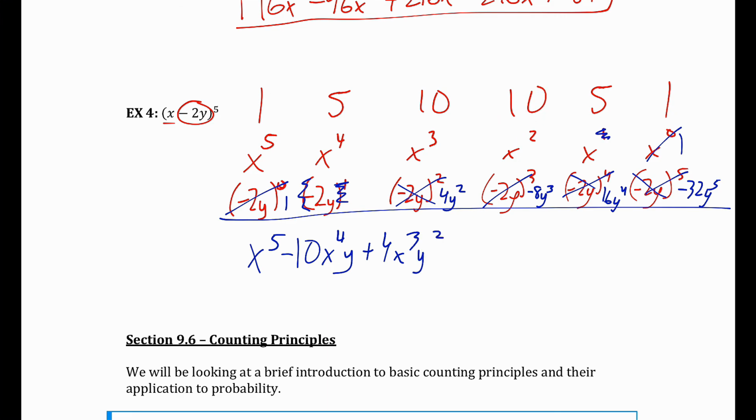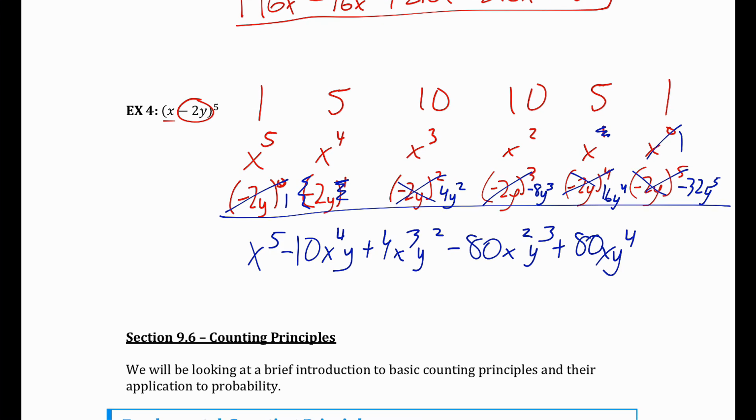Next up, we got 10x squared times negative 8y to the third. Well, 10 times negative 8, that gives us negative 80. Then we have x to the second, y to the third. Next up, we got 5 times x times 16y to the fourth. 5 times 16 is 80, so we got plus 80x, and then y to the fourth. And finally, in that last column, we got 1 times 1, I can do that in my head, times negative 32y to the fifth, so we end up with just negative 32y to the fifth. And that, my friends, is the binomial expansion.